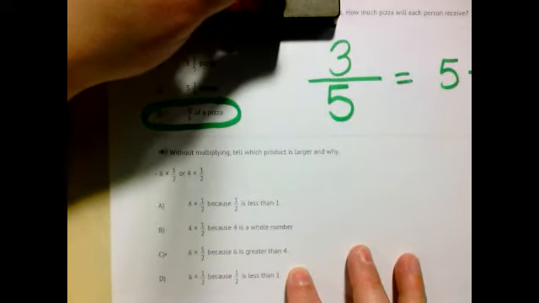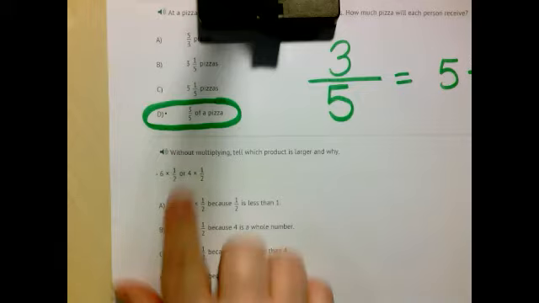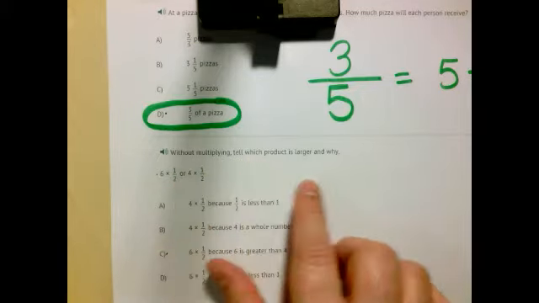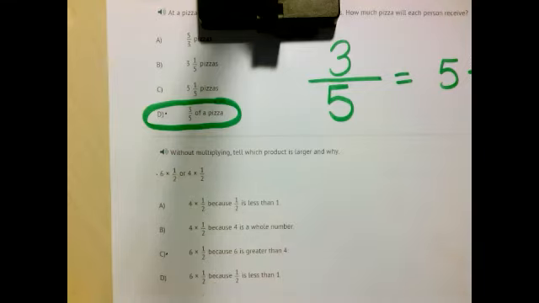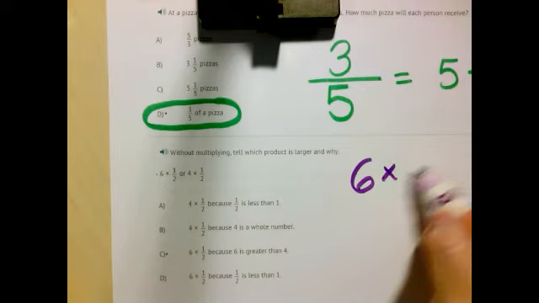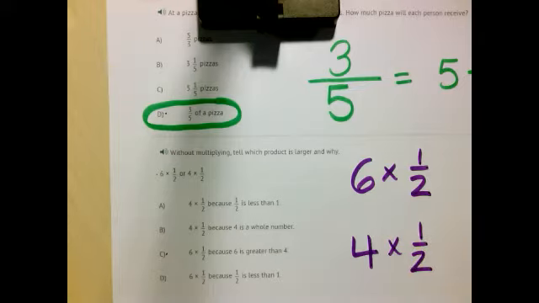The next one, let me move it up here so we can see. Okay. This one says, without multiplying, tell which product is larger and why. Well, let's look at what we even have here. We have 6 times 1/2, or I have 4 times 1/2. Well, just think about the mental picture of that.